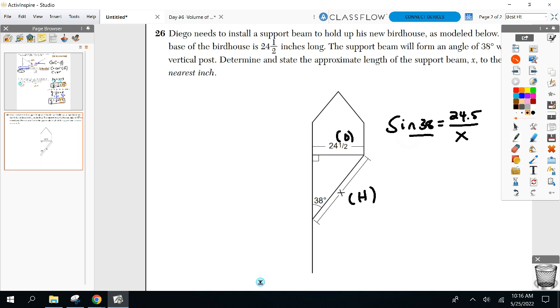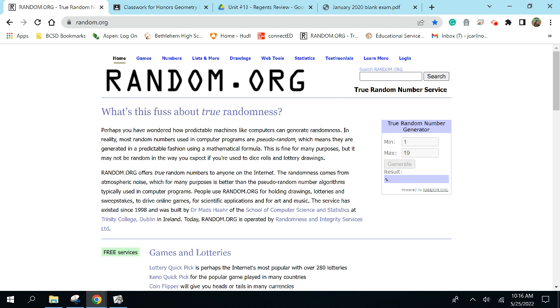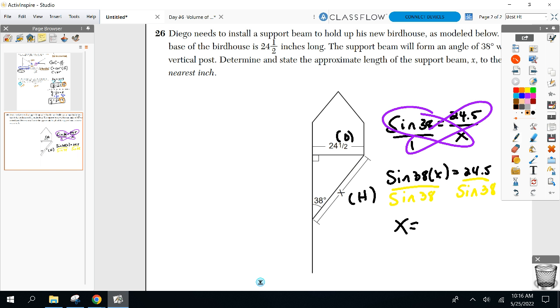All right, and then I put that over 1. Sine of 38 times x equals 24.5, and then divide both sides by sine 38. And then pay attention to the rounding directions, to the nearest inch. What did we end up with? 40 inches.